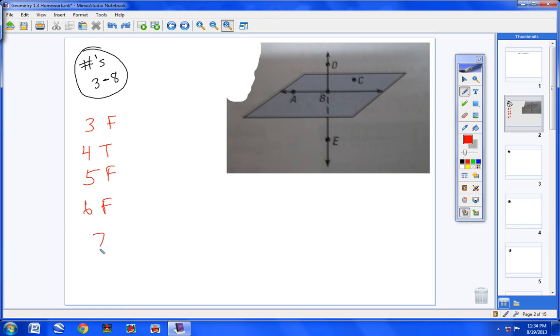All right, and lastly, number 8, DE lies on plane ABC. Well, here's DE going up and down through the air, and then here's the plane this way. It's like a sheet of paper held flat in the air, and you took a pencil and stuck it through it. Is that line intersecting the plane? Is it passing through it? Yes. But that's not what number 8 says.